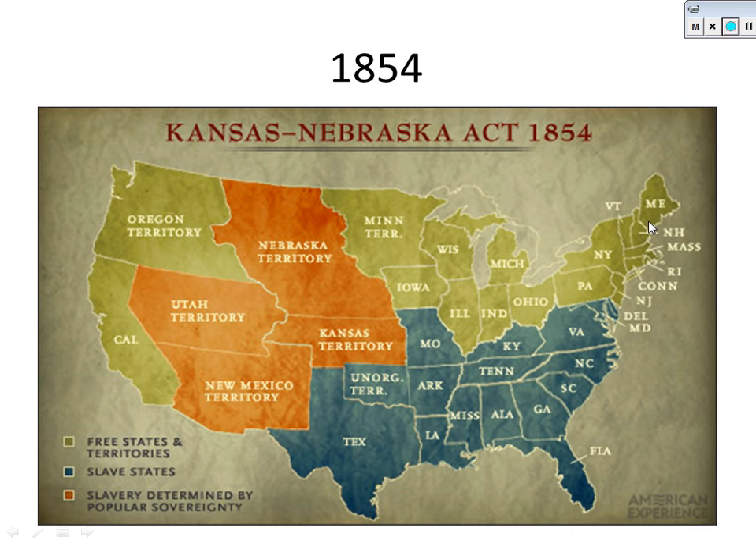This is about the best map I've ever seen for this issue because look, it shows you in green all your free states. It shows you in blue all of your slave states. But check it out. In orange, these are all the territories that they are allowing for popular sovereignty, meaning that people can go vote whether they want slavery or not.